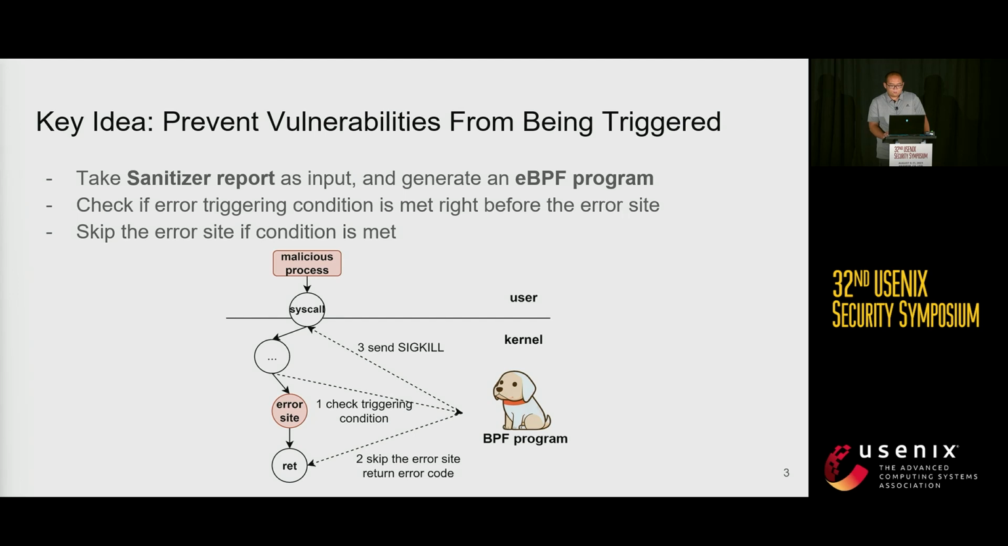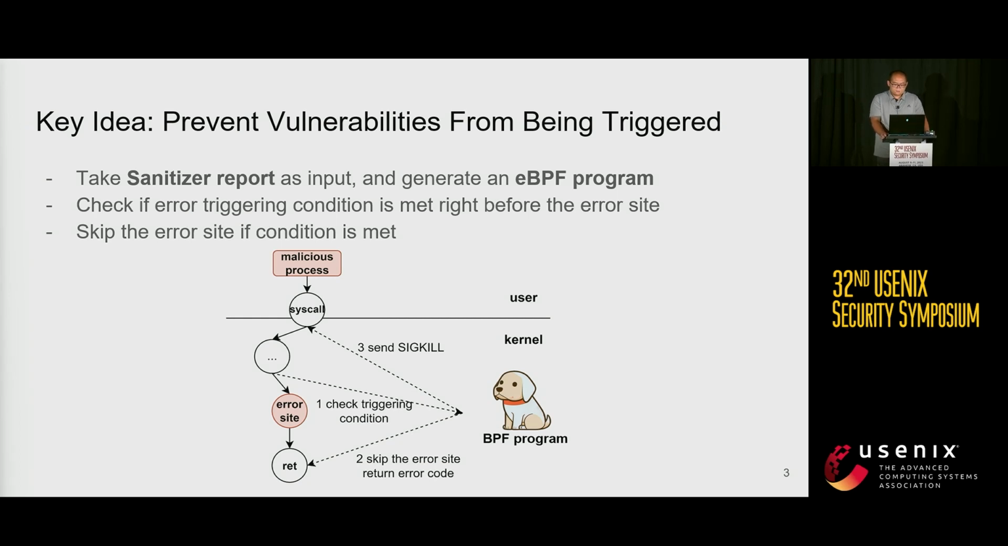The BPF program will be executed every time before the error site and check if the current context meets the triggering condition of the vulnerability. If not met, nothing happens, and the kernel will keep functioning. If the triggering condition is met, the BPF program will help the kernel skip the error site, jump to the return of the function, and send a SIGKILL to stop the malicious process. After that, the kernel will keep functioning. Because PAD focuses exactly on the accurate error site rather than the entire kernel, it is lightweight and efficient.